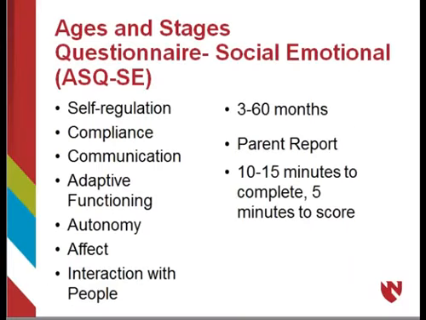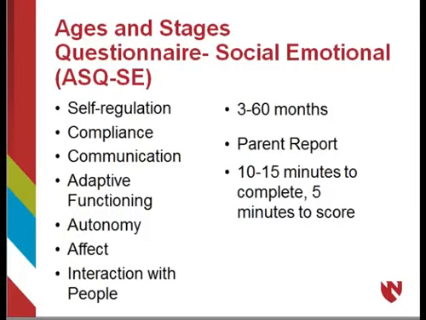Ages and Stages also has a social emotional screener called the ASQ-SE. The ASQ-SE is also a norm-referenced screener. It's 30 items, and it's intended to identify infants, toddlers, and preschool-aged children that might have social emotional deficits. The ASQ-SE explores self-regulation, compliance, communication, adaptive functioning, autonomy, affect, and also interaction with people.